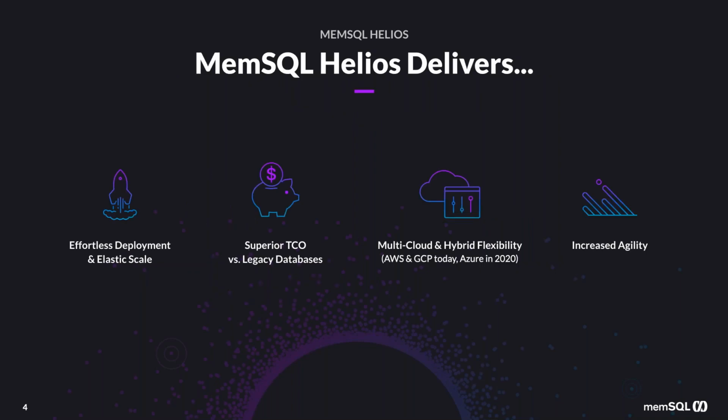MemSQL Helios delivers effortless deployment, fully elastic, a superior TCO to legacy databases like Oracle Exadata, the ability to deploy in many different clouds, including AWS and GCP, with Azure coming this year, and giving you that increased agility in your cloud-native operations.